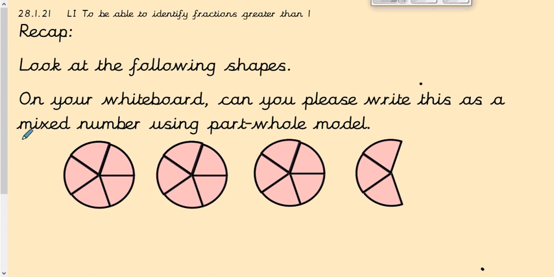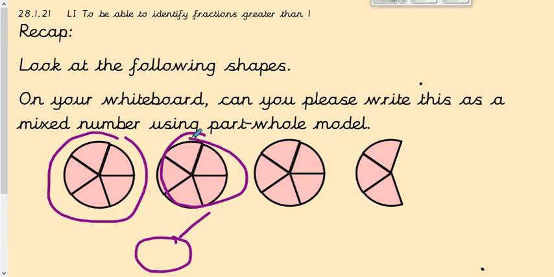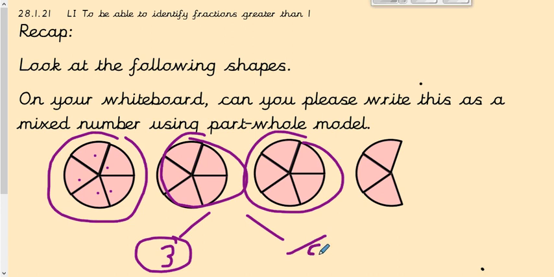So we'll do the mixed number first with the part-whole model. We need to work out how many wholes we have first. So we have 1, 2, 3 wholes, and then we have some left over. Now we need to work out how many makes up one whole first. So we have 1, 2, 3, 4, 5. So we know it's going to be out of 5. That's our denominator, and so each one is worth a fifth.